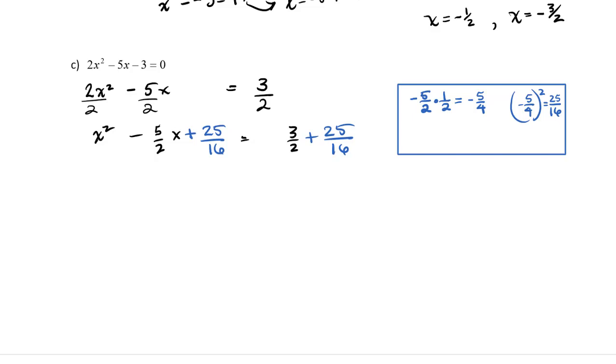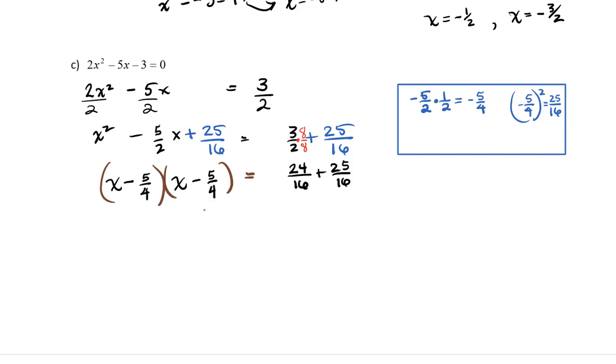And this will give me a perfect square trinomial on the left. And on the right, I'll need to build up that first fraction, so it's a 16. That would be an 8/8. So on the right, I have 3 times 8, which is 24/16, plus 25/16, and I can combine those. On the left side, I have x minus 5/4 times x minus 5/4. If you go ahead and FOIL this out, you will see that you do indeed come back with what I started with as the perfect square trinomial.